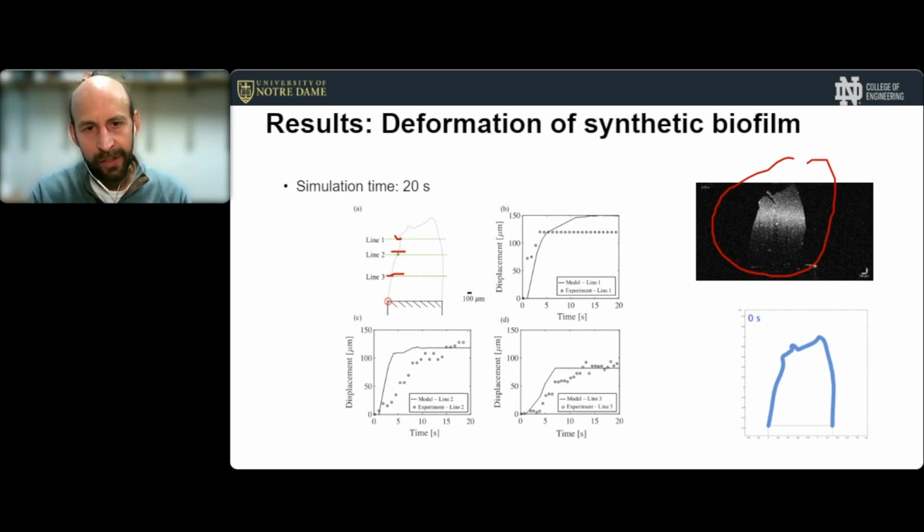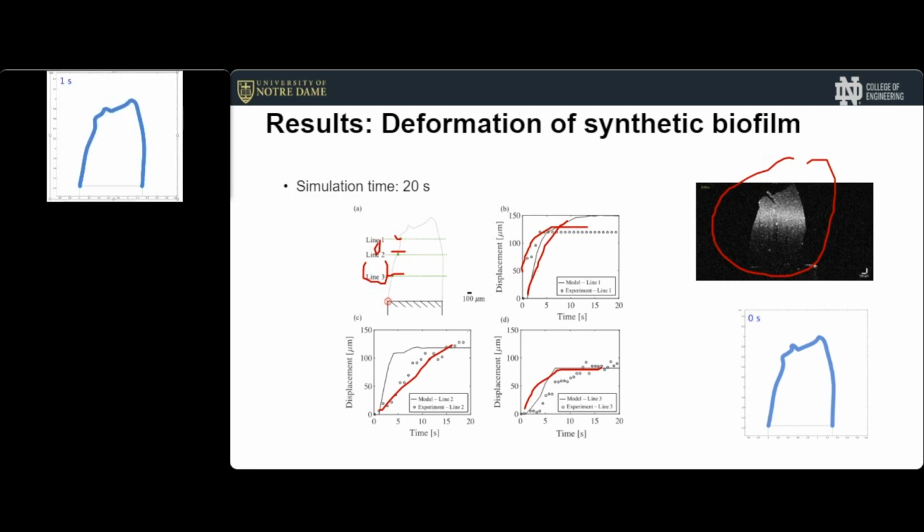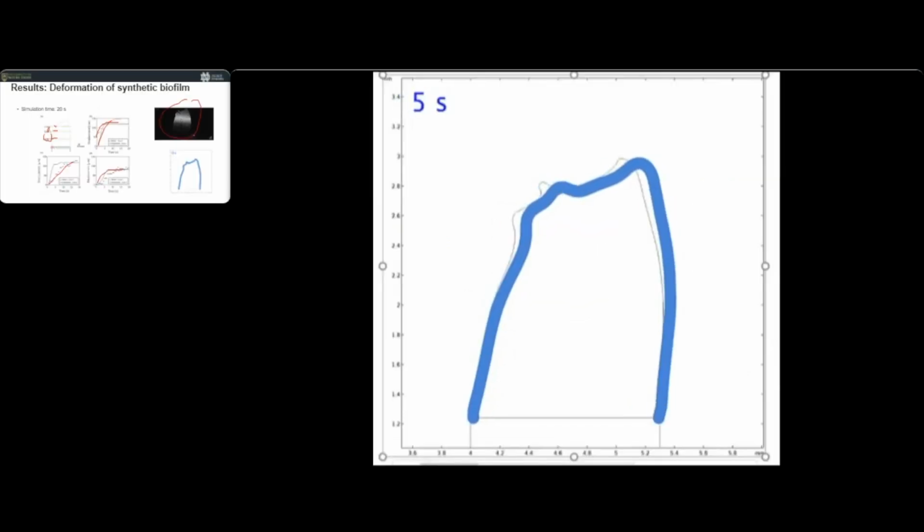And you can see that the actual deformation and the model deformation for these 3 different locations was quite good. It wasn't perfect, but it actually was quite good. And just real quick, I'd like to show you the images of the measured deformation and the model deformation. So this is the actual OCT image. Oops, I'm sorry. No, this is actually the model deformation. And this is the OCT deformation.